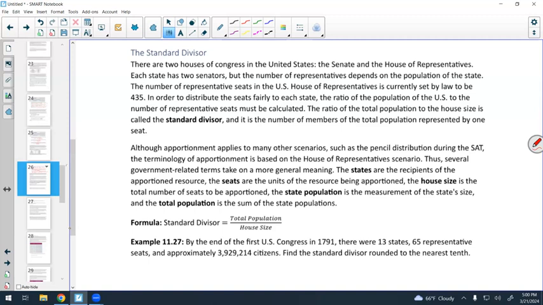Although apportionment applies to many other scenarios, such as the pencil distribution during the SAT, the terminology of apportionment is based on the House of Representatives scenario. Thus, several government-related terms take on a more general meaning. The states are the recipients of the total number of seats to be apportioned. State population is the measurement of the state's size, and the total population is the sum of the states' populations. So our standard divisor is equal to the total population divided by the house size.